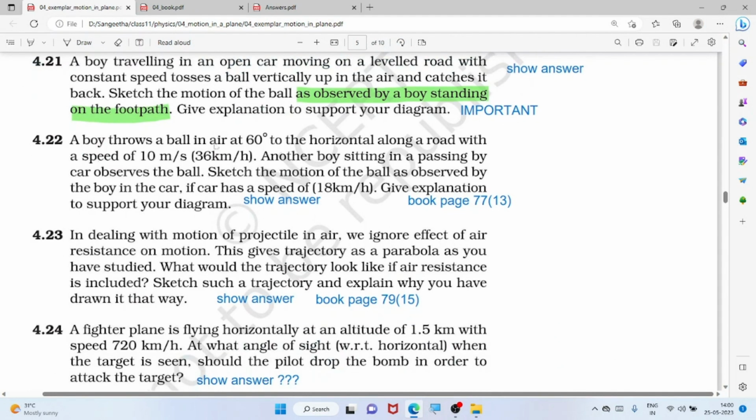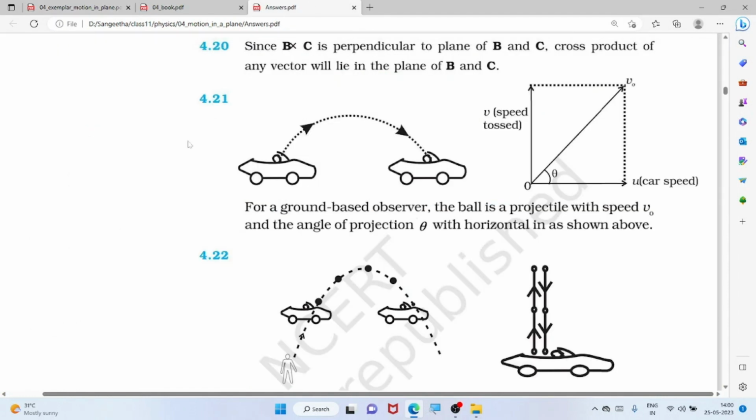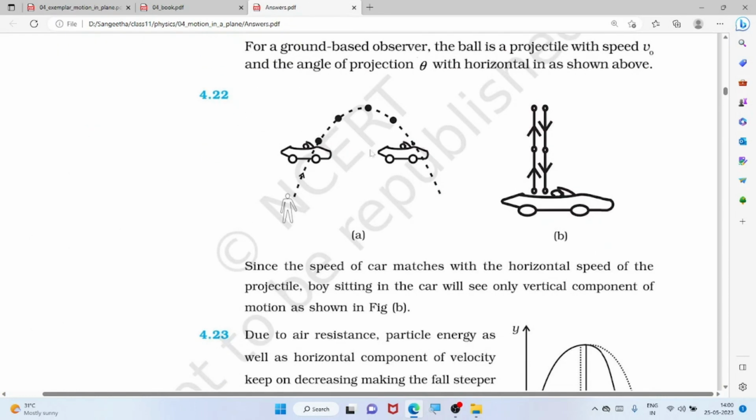A boy throws the ball in the air horizontally along a road with the speed of this much. Another boy sitting in the passing car observes the ball. Sketch the motion of the ball as observed by the boy in the car, if the car has a speed of this much. Give the explanation. This is 4.22. Okay, this is the one.